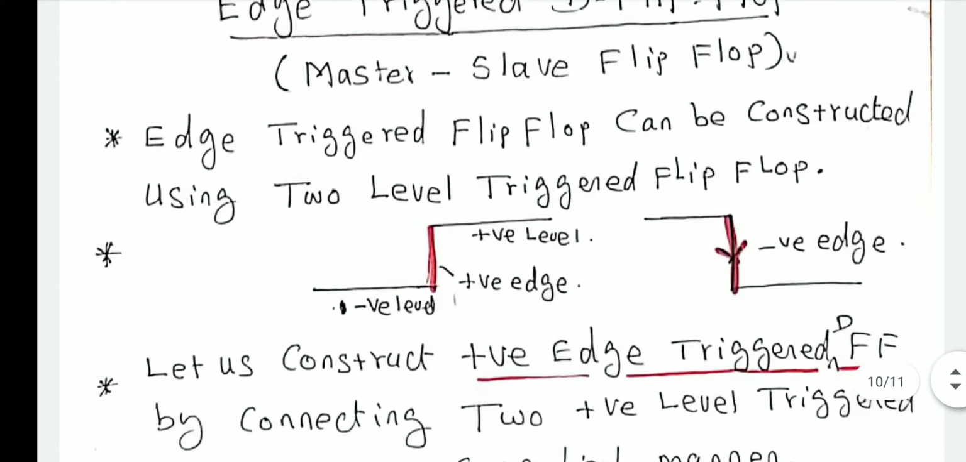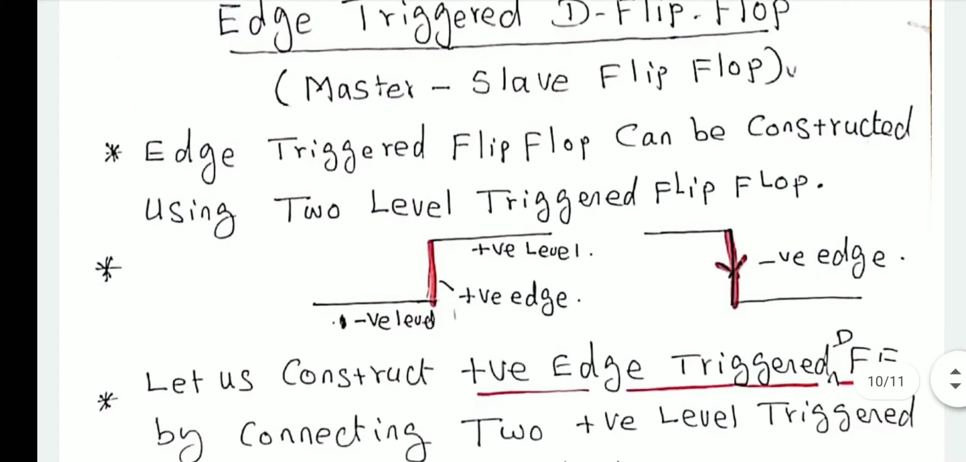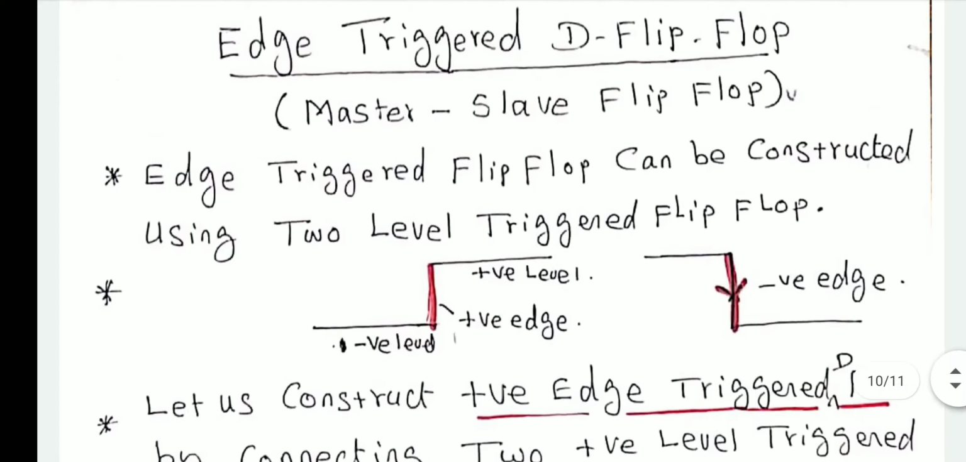Now let us see in detail about the edge triggered D flip-flop in this video. So edge triggered D flip-flop is also called master slave D flip-flop, right? Both are the same. So edge triggered flip-flop can be constructed using two level triggered flip-flops. Earlier, what we discussed is the level triggered D flip-flop. Using two such circuits, we can construct the edge triggered D flip-flop.